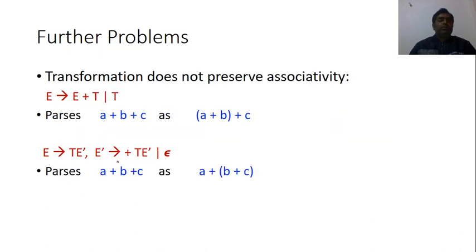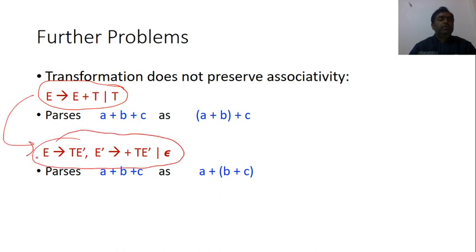Now what are the problems? Basically, the transformation does not preserve the associativity. That means if I transform this grammar by removing the left recursion, it does not preserve the associativity. You can see that. If I apply this grammar, E derives to E plus T, then I can write here E plus T.